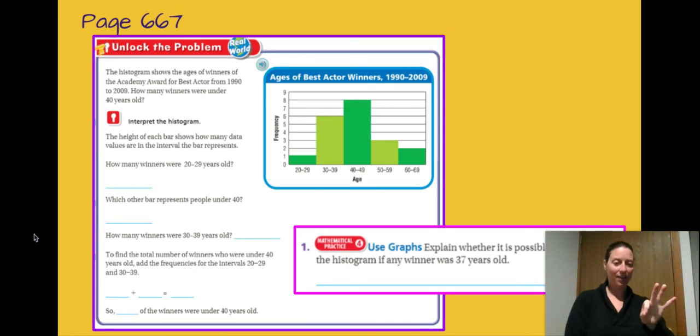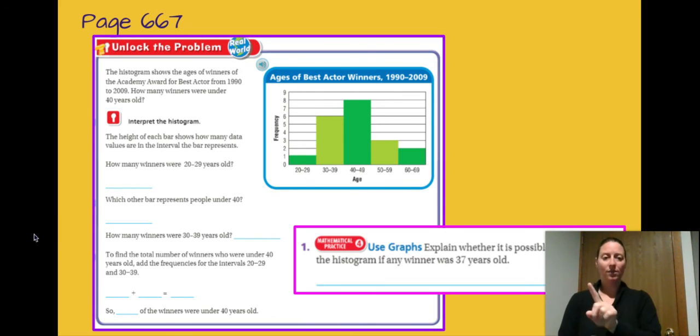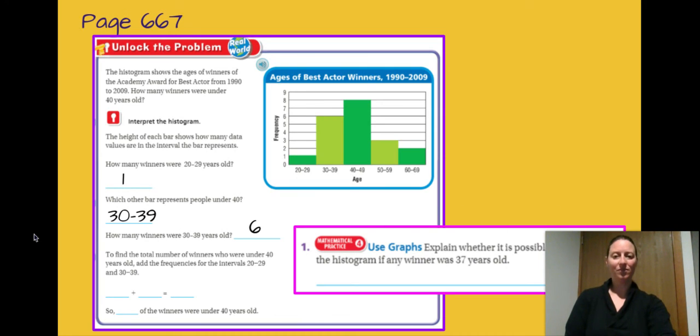So the first question is, how many winners were 20 to 29 years old? And the answer is 1. Then we are moving on to the 30 to 39-year-old winners, and there are 6 people in that category. Now we need to find the total from both intervals. So we're going to add 1 plus 6, and we get the answer of 7. So there are 7 winners under the age of 40 years old.